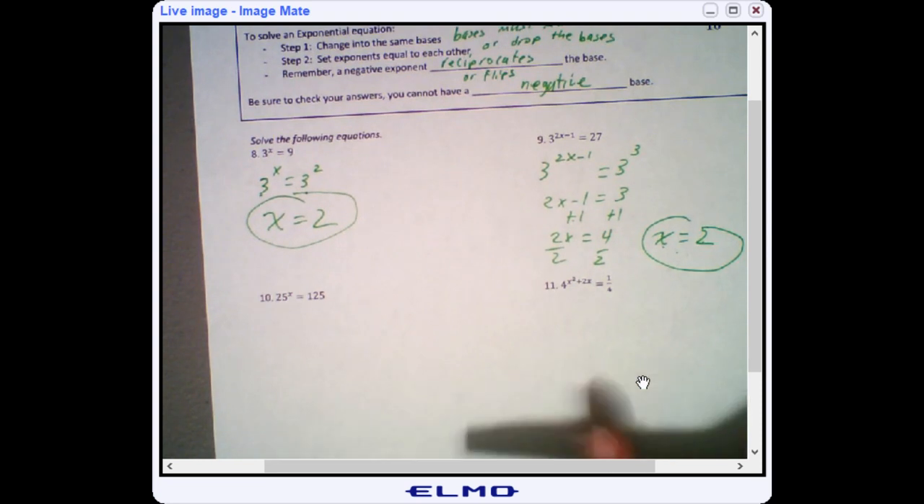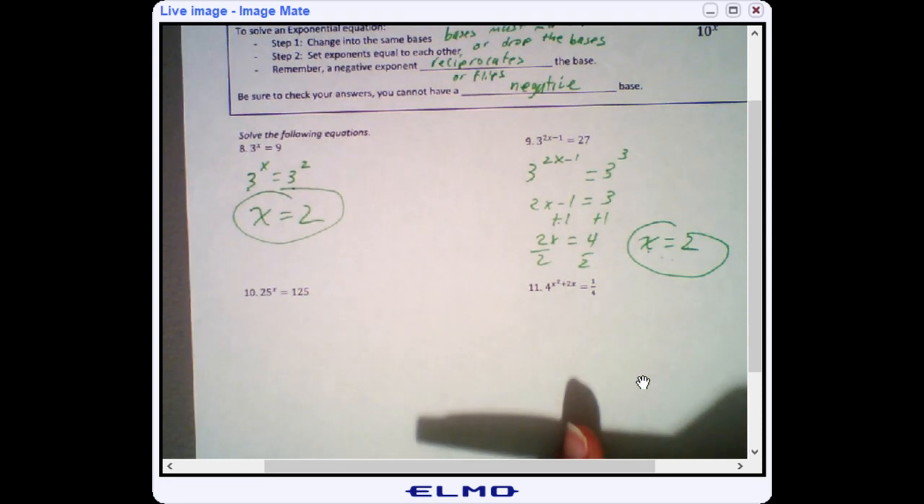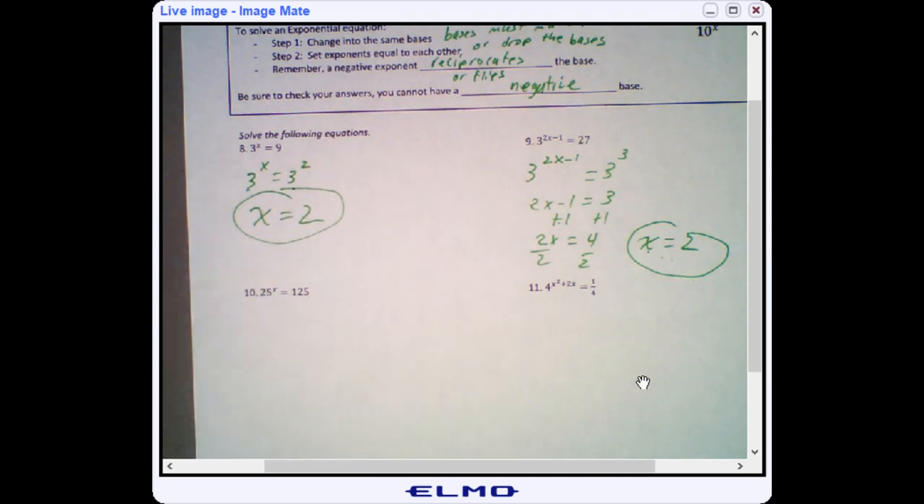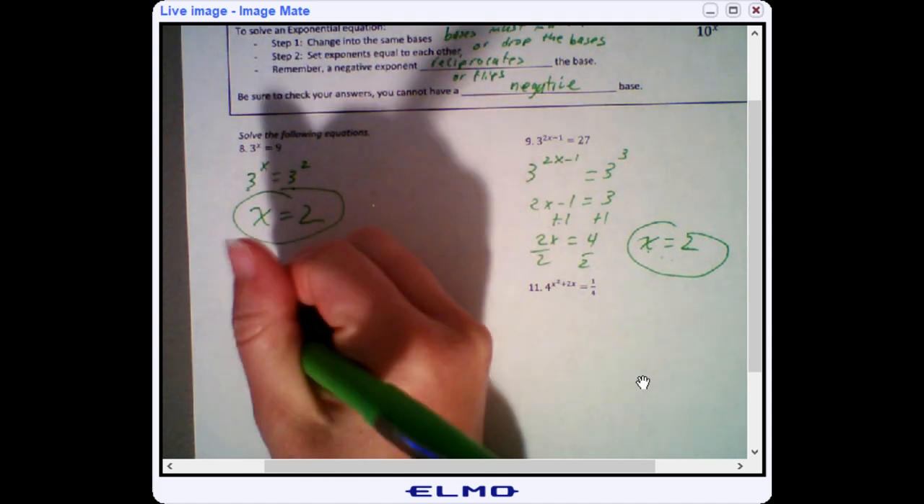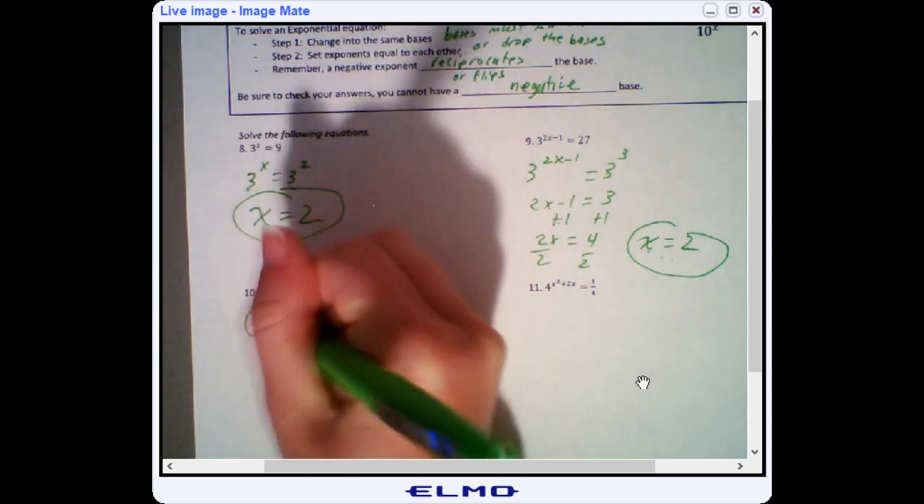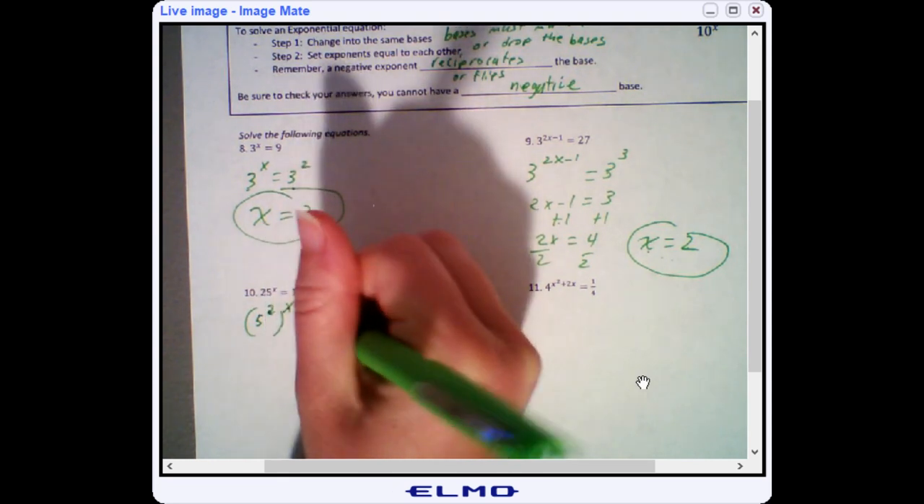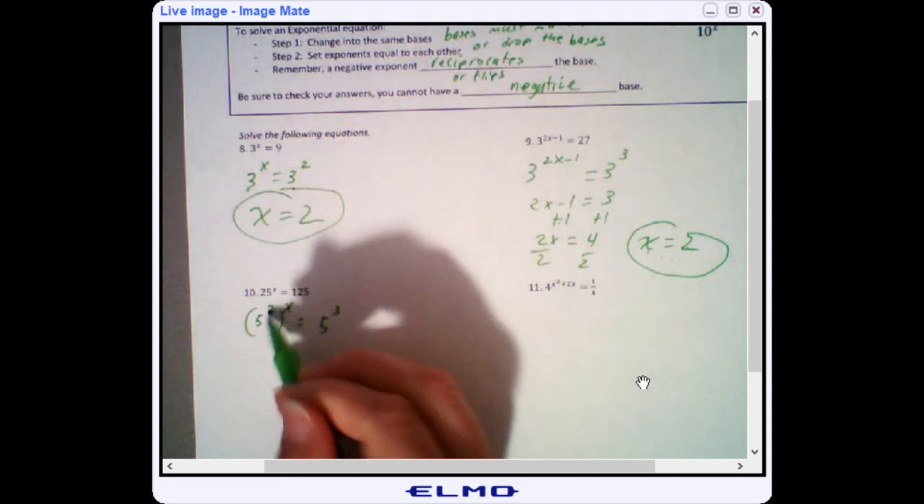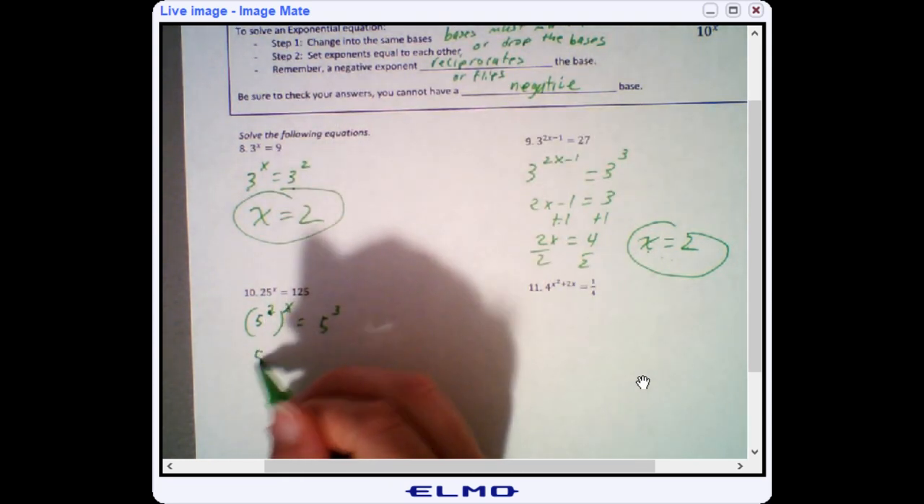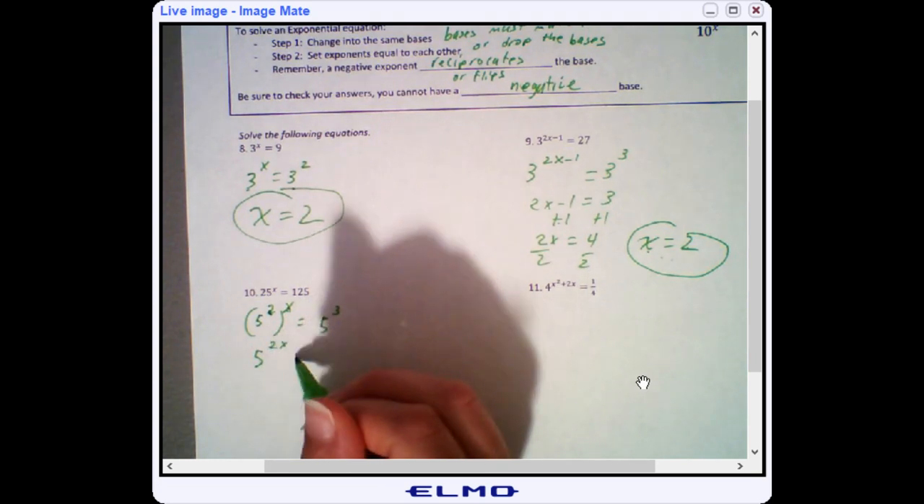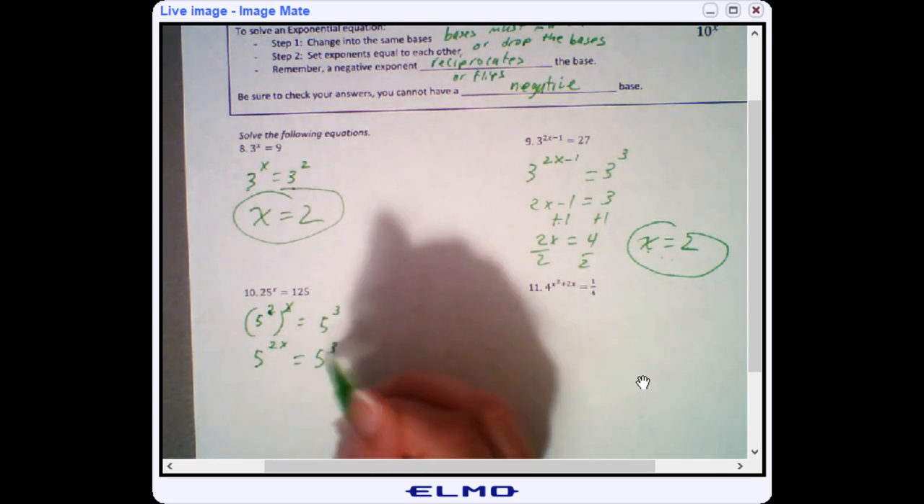For 10, it says 25 to the power of x equals 125. So I asked myself, is there some way I can rewrite 125 as 25 to a power? There isn't. So then I asked myself, is there a way I can rewrite 25 as something to a power? I can do that, 5 squared. So I can say 5 squared to the power of x equals, I'm like, oh, 125 is 5 cubed. A power to a power, I multiply them. So I really have 5 to the power of 2x equals 5 cubed.